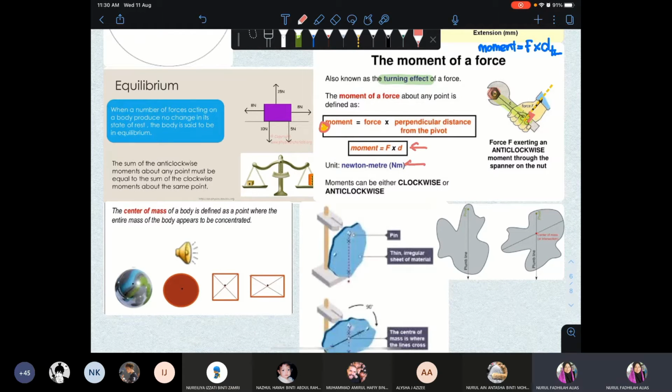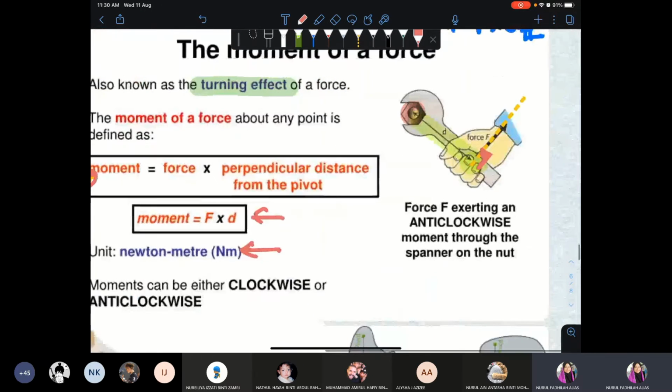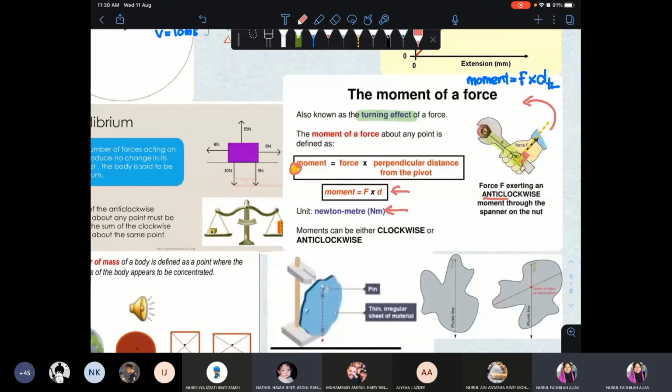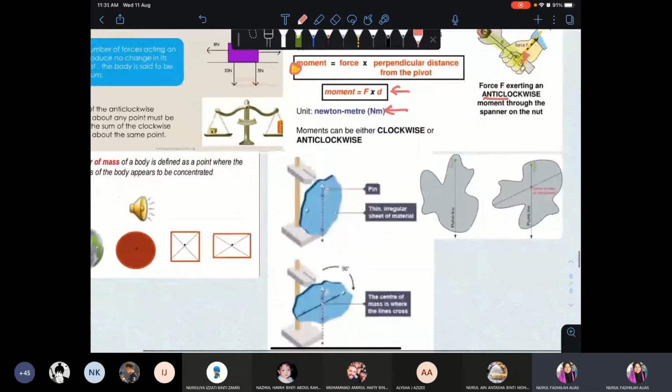And the unit is Newton meter, so it is actually the same unit as work done. And then you need to know about moments. Moment can be clockwise or anti-clockwise. If you look at this diagram, is this clockwise or anti-clockwise? If he lifts his hand, it will be anti-clockwise, right? So this is anti-clockwise. You need to know it can be anti-clockwise or clockwise.